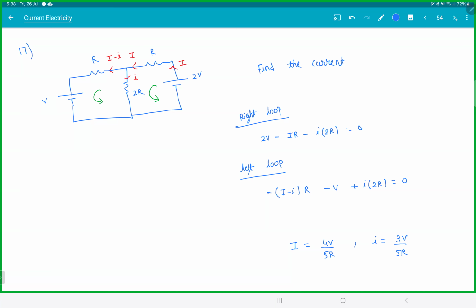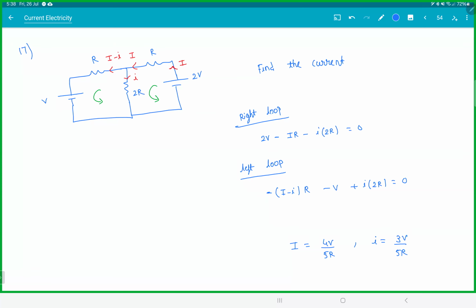Anika, the answer you got now, think about it. The battery I have is 2V and V. You got a voltage of 4V. That itself, you should feel like, yeah, something is wrong. All clear? It's easy.